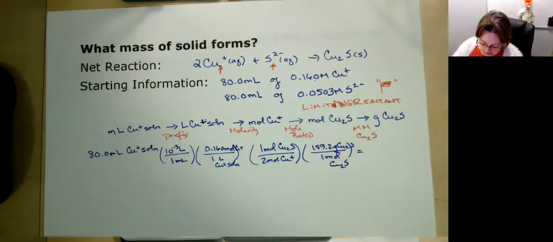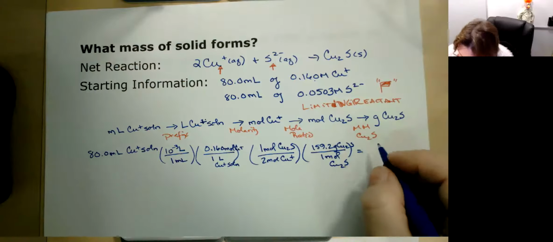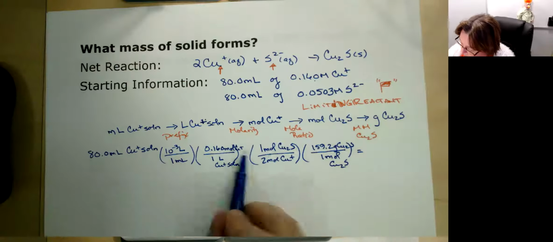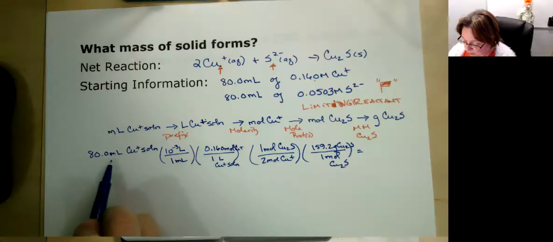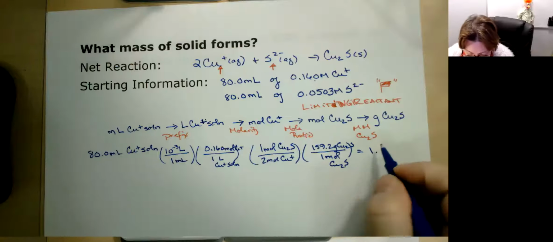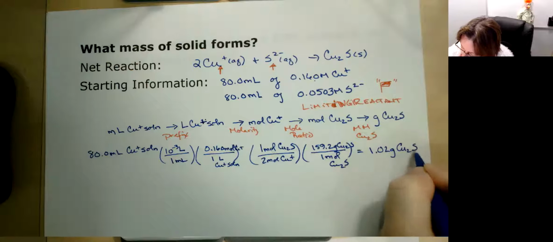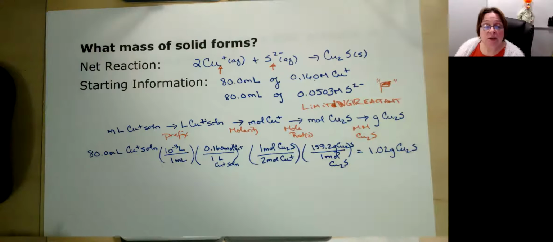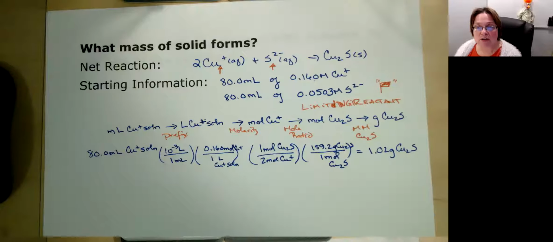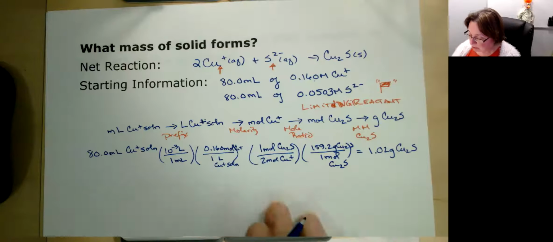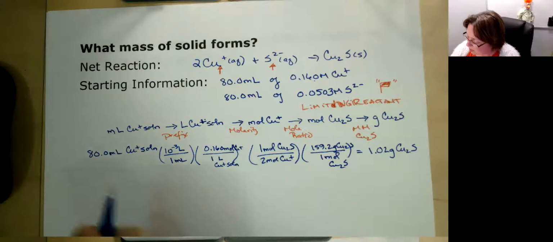That times our molarity divided by the mole ratio times our molar mass. And we get to, again, we have 3 significant figures here. We're limited by both the molarity and our starting value, 1.02 grams of copper 1 sulfide. Okay, and that might be the answer, but we won't know until we check out and see what's going on with the sulfide ion. So it'll be a similar process for the sulfide ion.